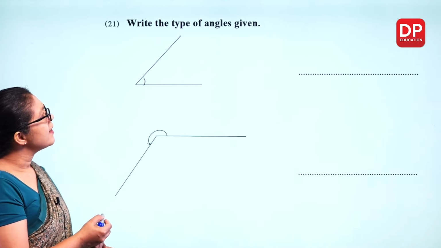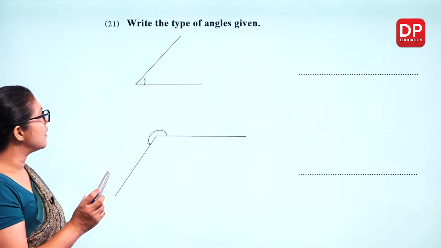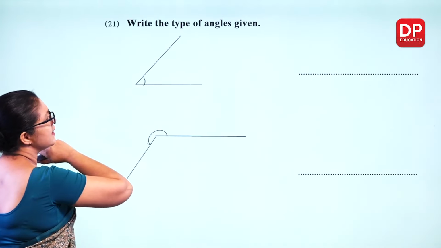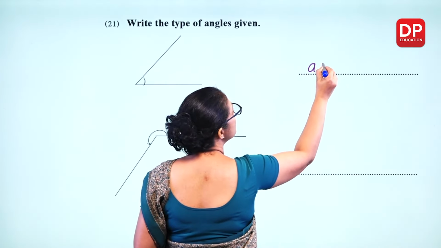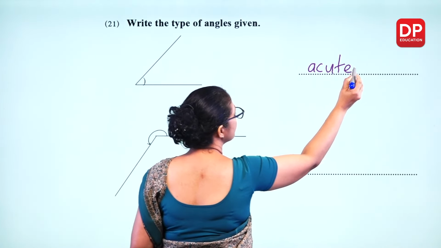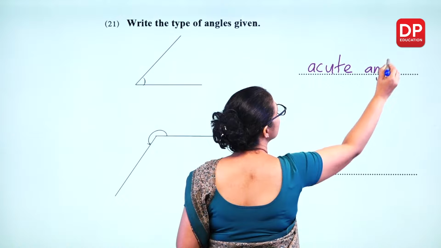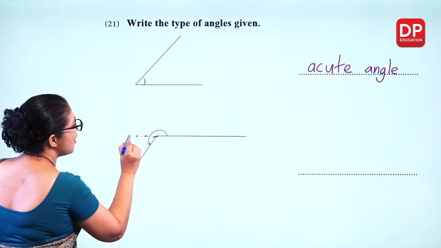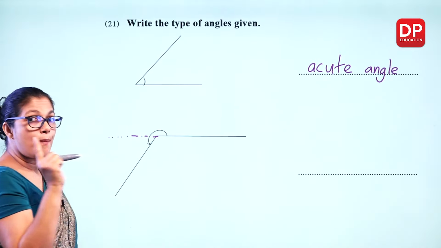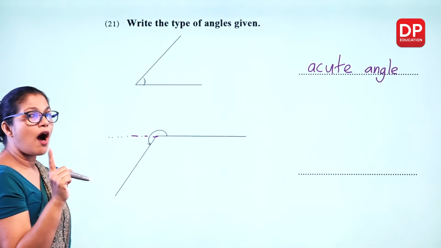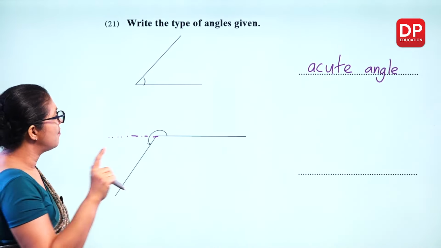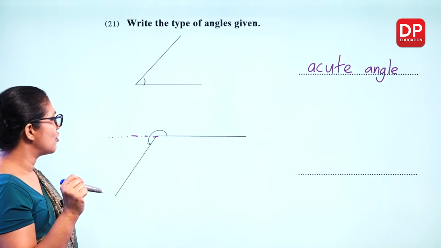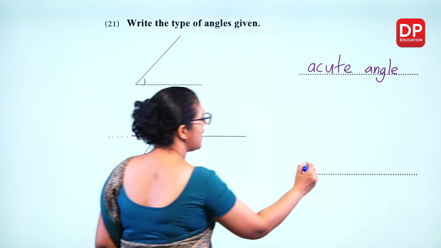Write the type of angles given. Look carefully. This is smaller than a right angle. Acute. This one is larger than half of a circle, but smaller than a full circle. What do you call that? That's a reflex angle.